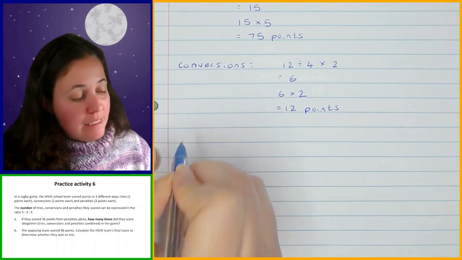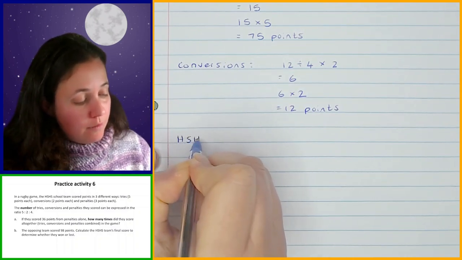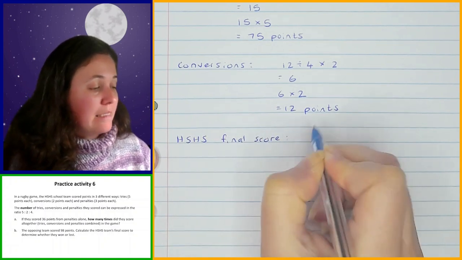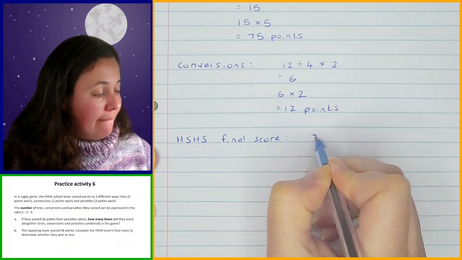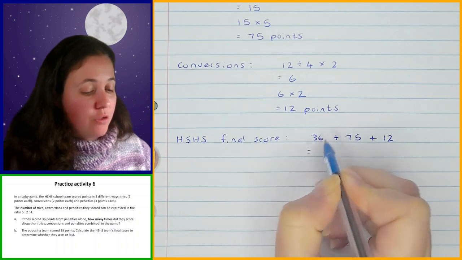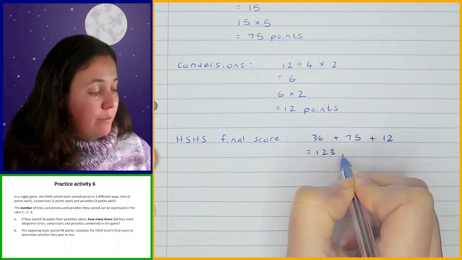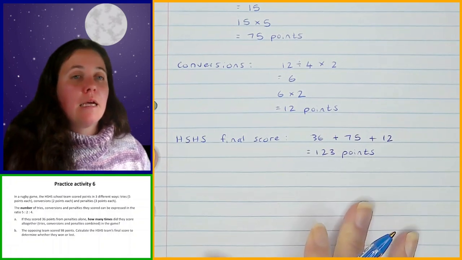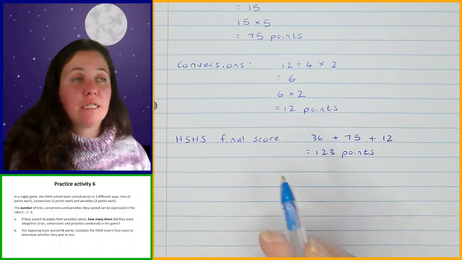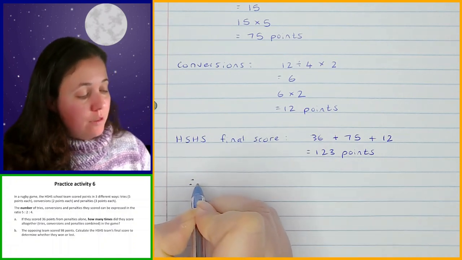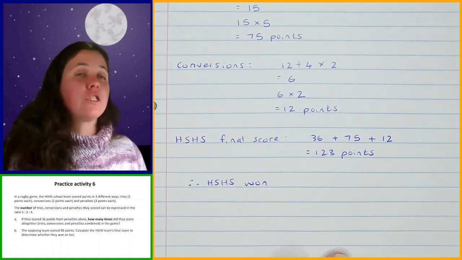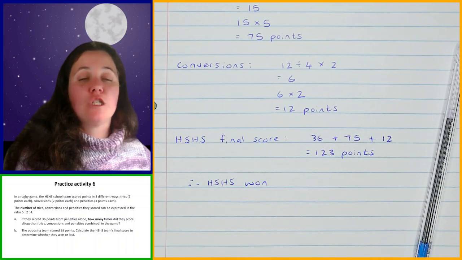Okay, so the HSHS final score is 36 plus 75 plus 12, and that gives you a total of 123 points. Now, because their total was higher than the 98 that the opposing team got, we can then say, therefore, HSHS won. Okay, so that was question B. Now you're going to do question C.